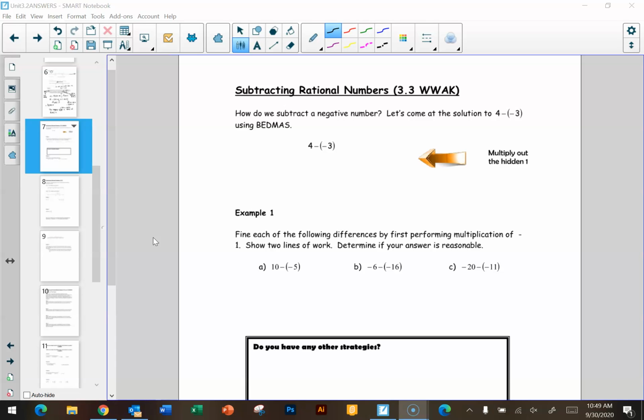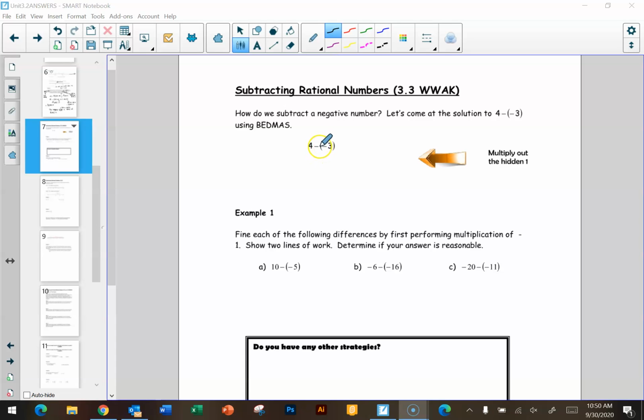Now, how do we subtract a negative number? Let's come at the solution to 4 minus a negative 3 using BEDMAS. If we look at this question, we've got 4 minus, but we've also got a negative 3 in brackets. Well, if there's a minus touching a bracket, then it's really just multiplying by negative 1. So if we're doing BEDMAS, we can do multiplication first, and the multiplication is right here. And we can just change those negative signs to help us make it a little clearer. All right? So if we multiply a negative by a negative, in this case it becomes a positive.